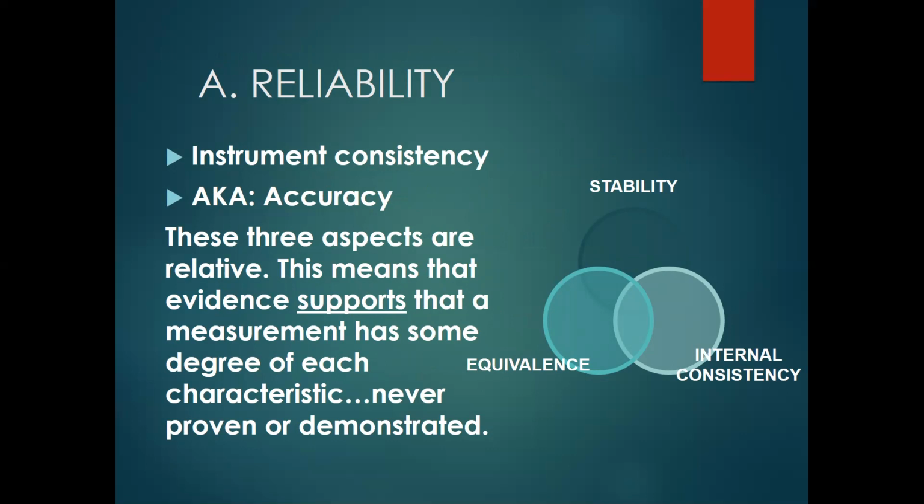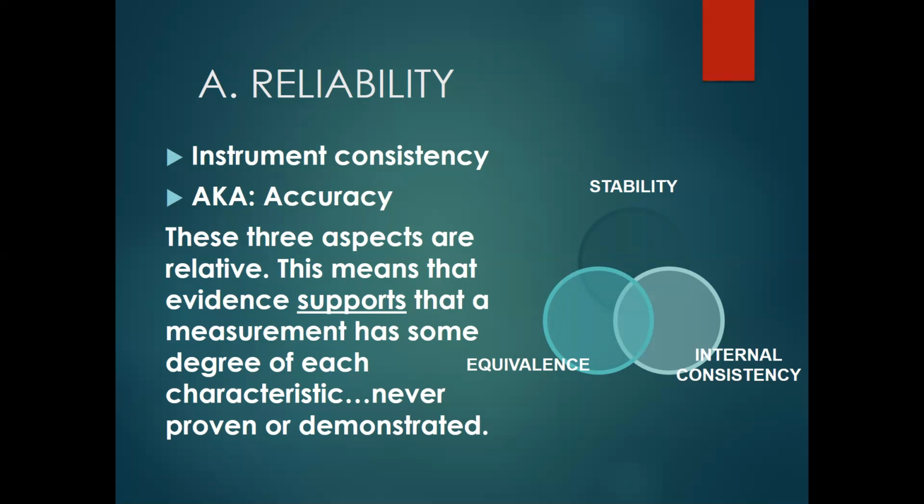It has to do with how consistently an instrument measures what it claims to measure. And this is also known as accuracy. So if you think about reliability, you can also consider how accurate it is. The stability, equivalence, and internal consistency are what make up the reliability of an instrument. But the important thing to know is all this evidence supporting the accuracy of the instrument, or its reliability, is only supporting. It's not proven or demonstrated.